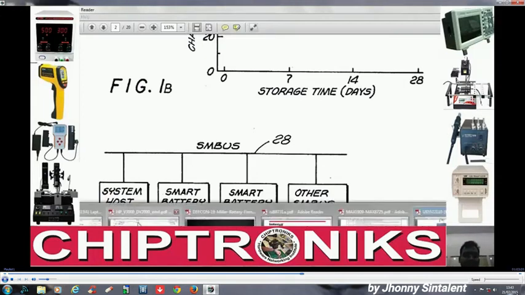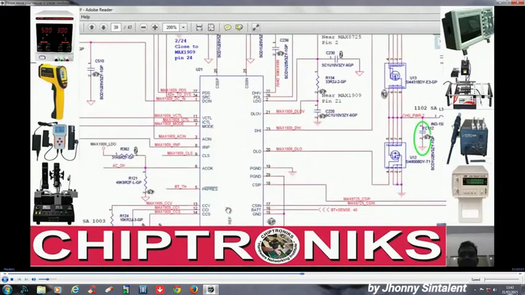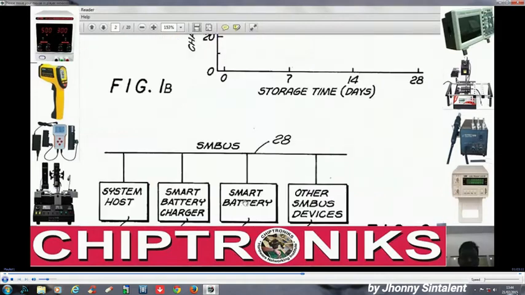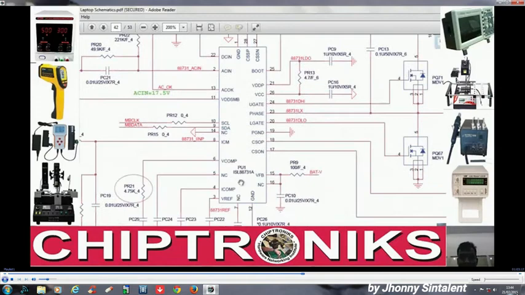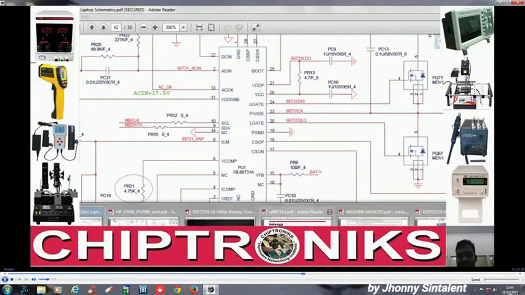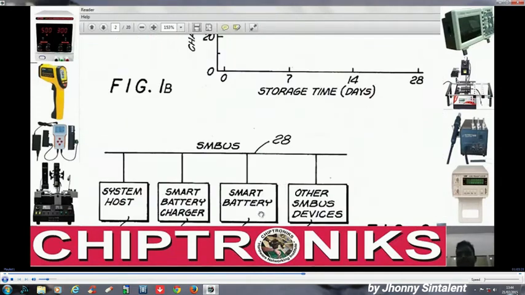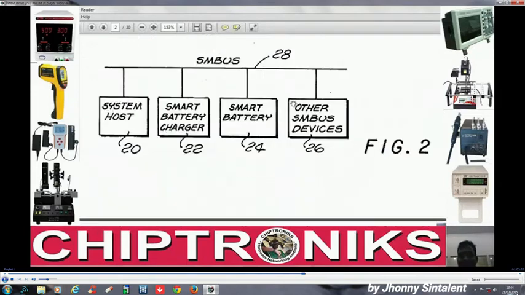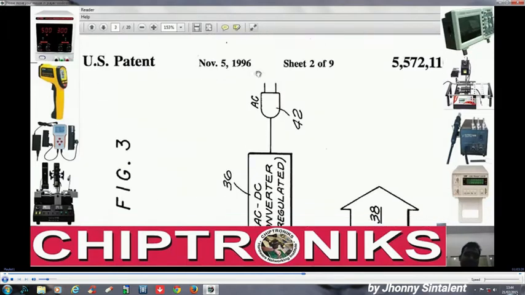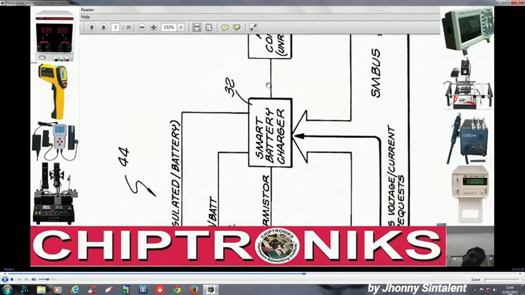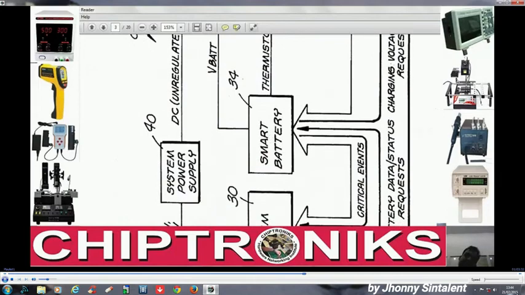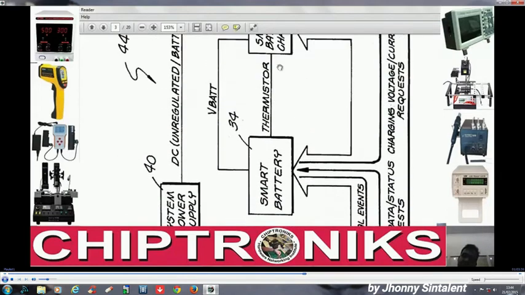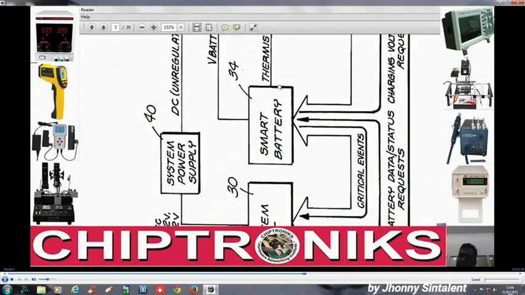In case of the DV2000, it's the MAX8725 here. And in case of the Lenovo board, the ISL88731 is the charger IC. And this is the smart battery as we have spoken of. And let's go to the main block diagram. So here you can see the smart battery charger, smart battery, and system host. They're all communicating with each other, right?